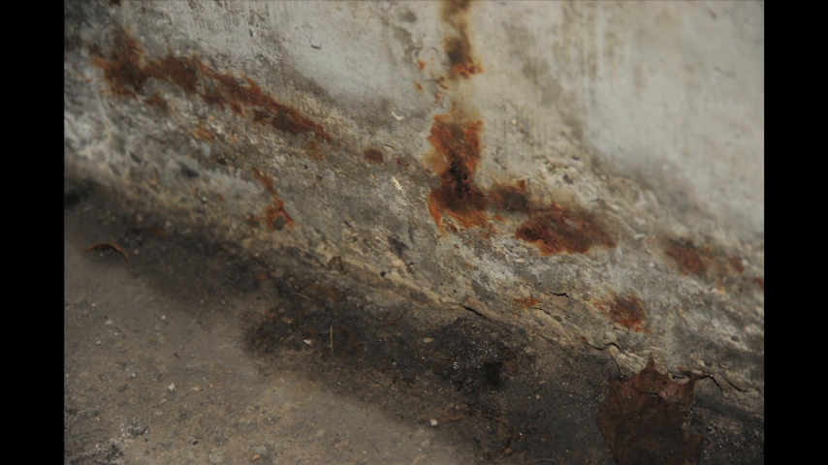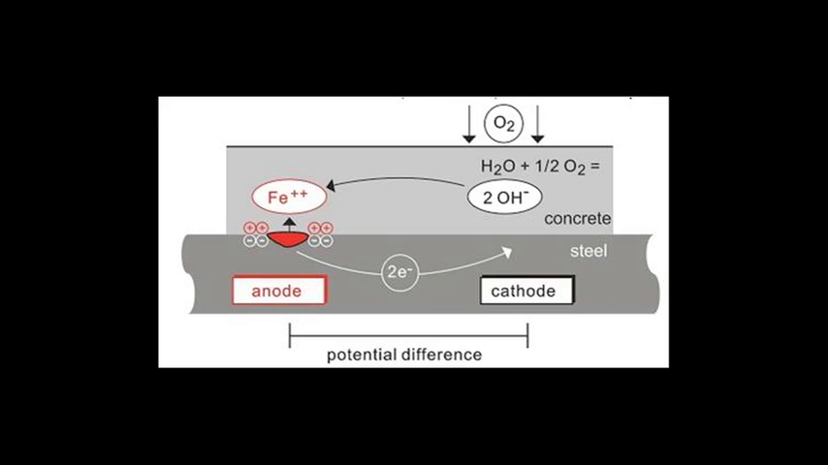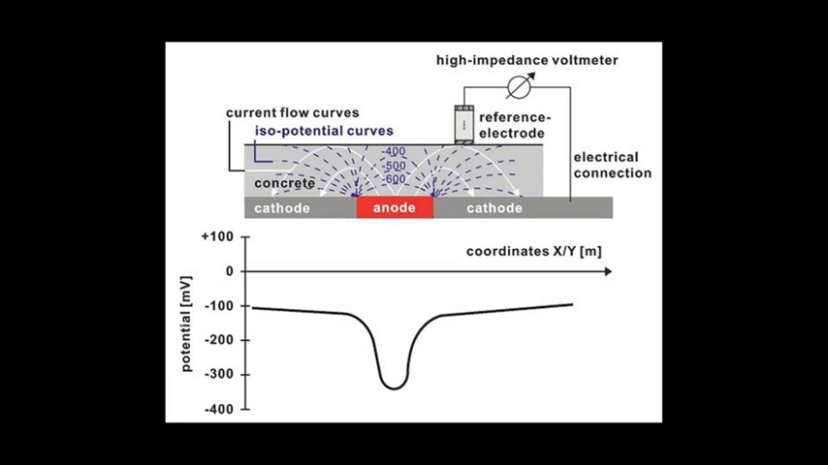The unprotected rebar is then subject to corrosion, which is an electrochemical reaction shown here. This principle creates a potential difference that can be measured by the half cell method. As the half cell probe is moved across the concrete surface, the variation in the potentials measured allows the localization of the corrosion hotspot.